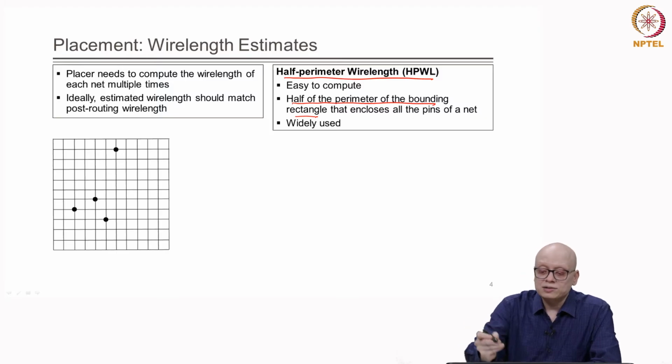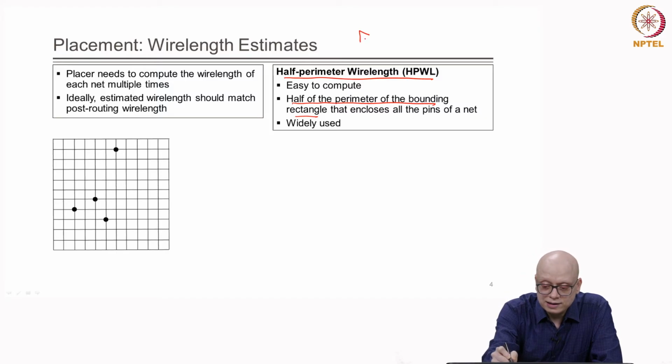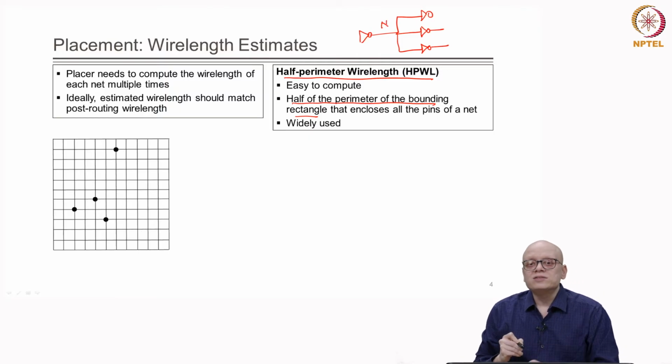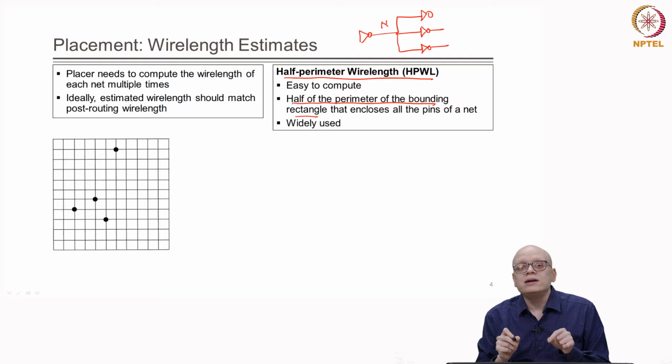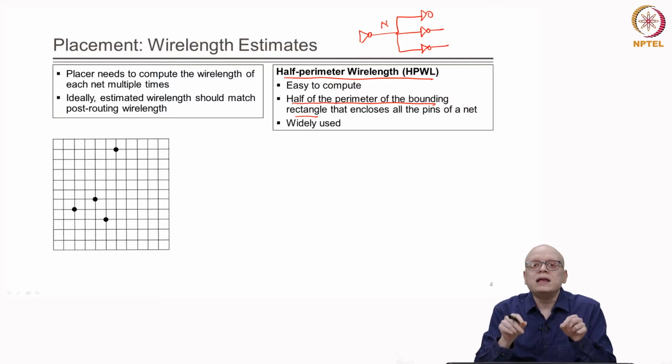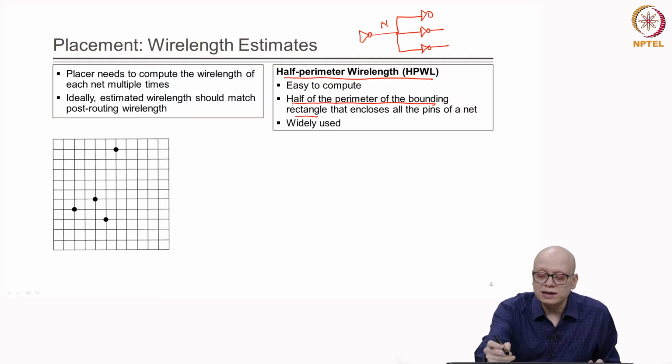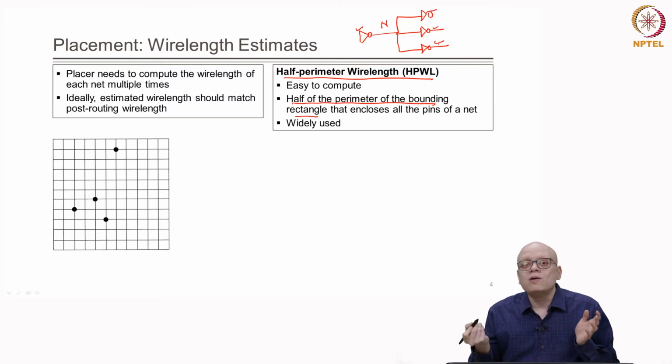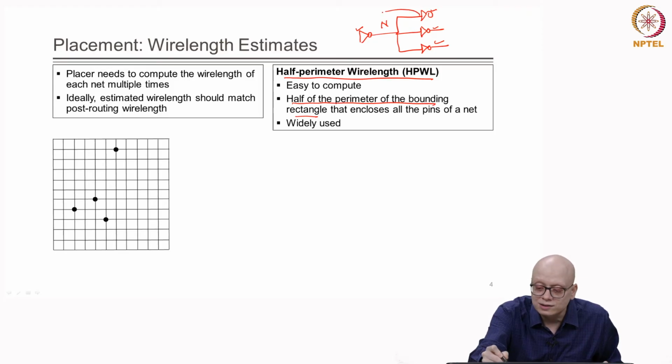Suppose that there is a cell, an inverter, and it is driving, say, 3 different inverters through a net. This is the net N. Now, during placement we are trying to find the wire length after we have placed the entity. So, we know the placement of this, and we want to now estimate what is the wire length of this net N.